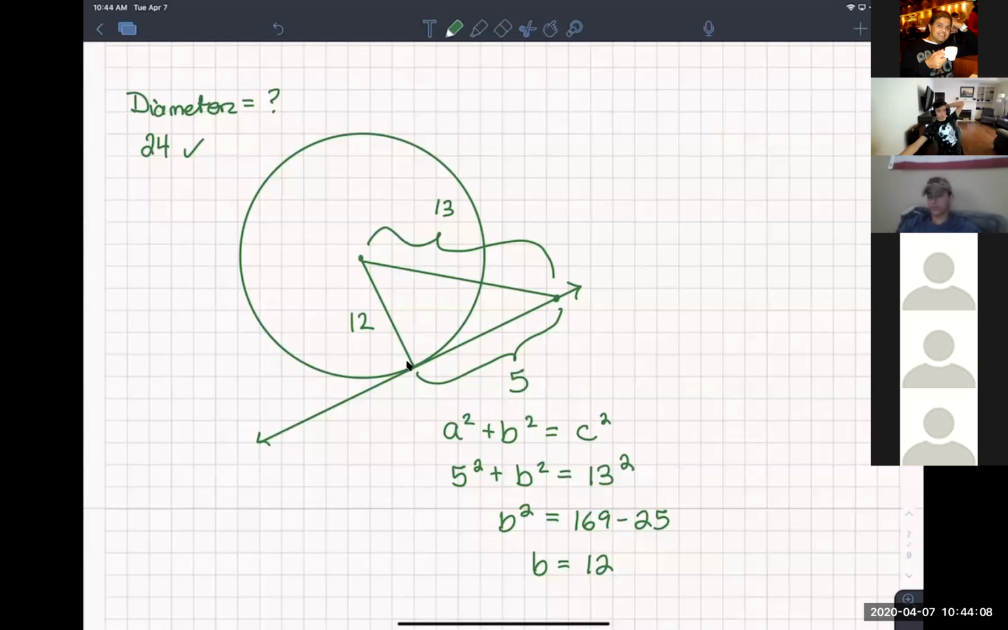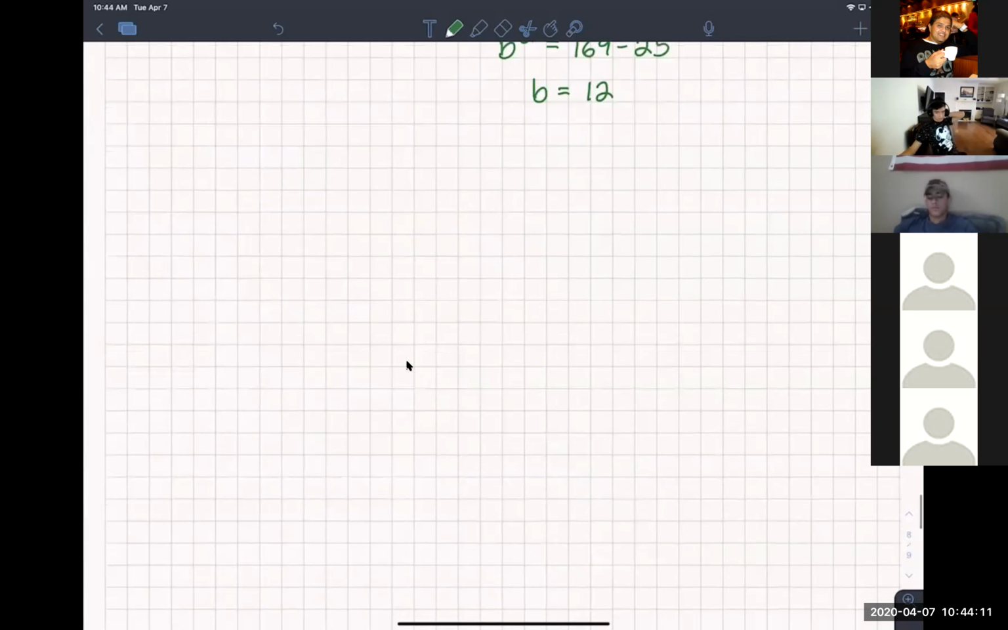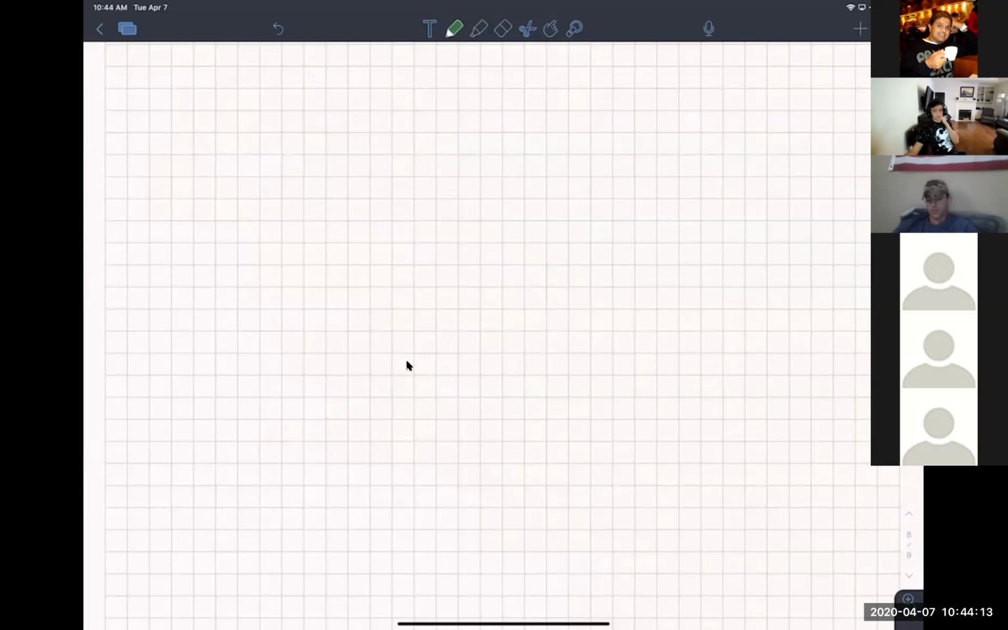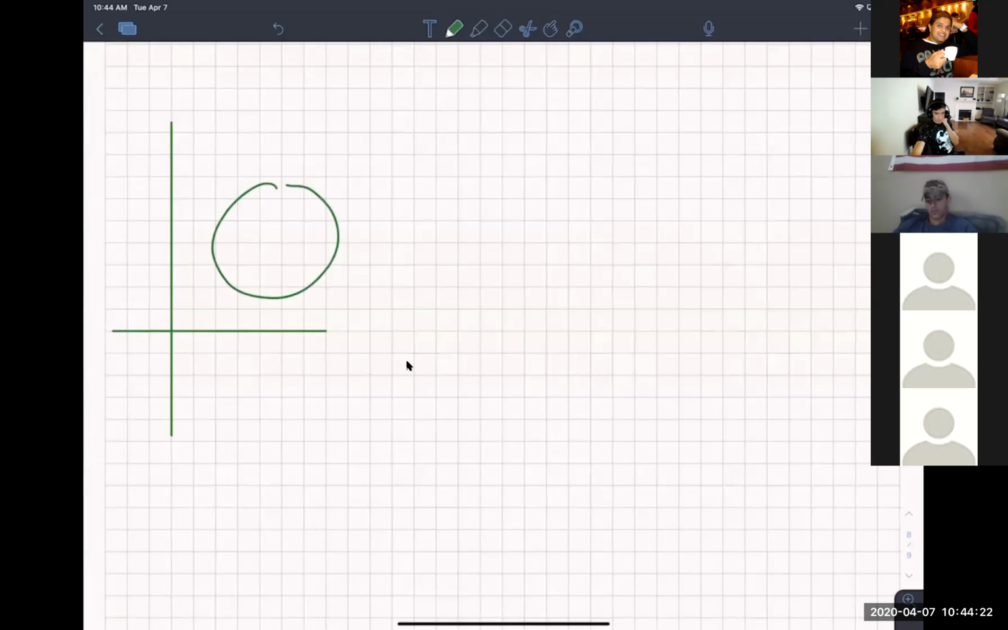Okay, cool. Now, let's talk about the equation of a circle. So remember, on a coordinate plane, the equation of a circle whose coordinates of the center are h, k. So say, for example, I have a circle whose center is h, k. The equation of a circle is x minus h squared plus y minus k squared equals the radius squared.